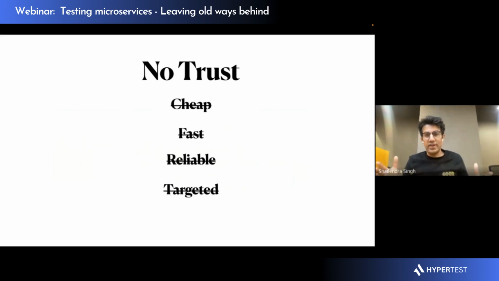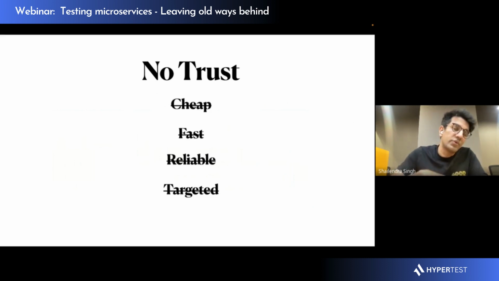And it had not been cheap to build these tests. It was very, very expensive. These tests took a lot of time to run. They were very, very slow. And on top of it, they were not reliable at all. And as I said, the teams were already beginning to distrust them.